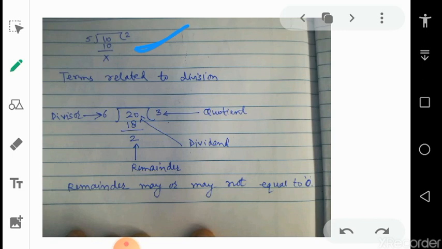And here is another important point, that the remainder may or may not be equal to 0. When a number is divided by another number and it is divisible completely, then the remainder will be 0. If a number is not completely divisible by another number, the remainder will be something other than 0. In this example, the remainder is 2. It means 20 cannot be divided completely by 6.